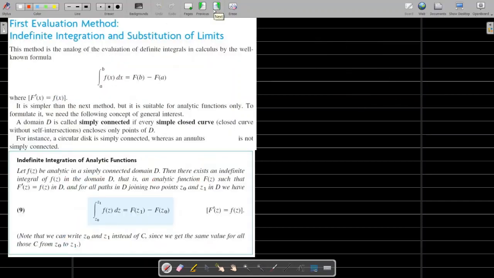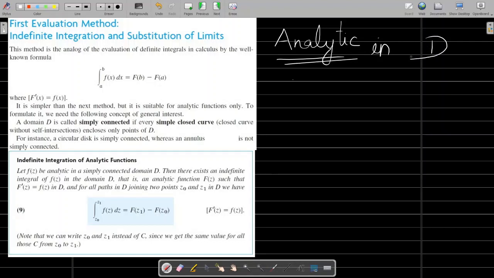Now we are going to discuss the first evaluation method. This is the simplest method. For this, the function has to be analytic throughout the domain. To use the first evaluation method, the most important thing is that the function has to be analytic in the given domain D. Only then you can use this method.